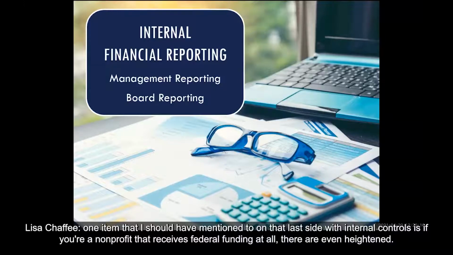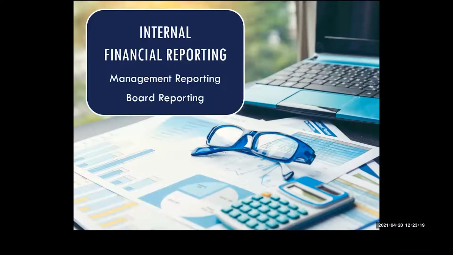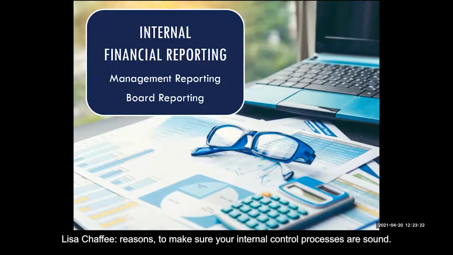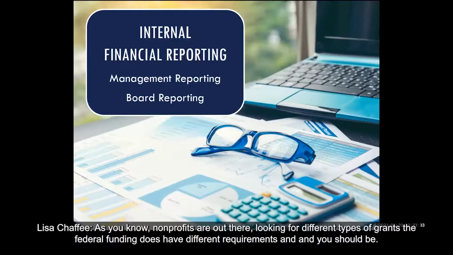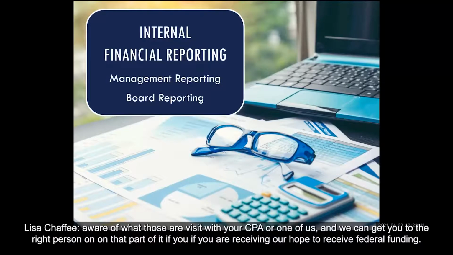One item that I should have mentioned on that last slide with internal controls is that if you're a nonprofit that receives federal funding at all, there are even heightened reasons to make sure your internal control processes are sound. Once your federal funding hits a certain level, there are audits that are required, which include an audit of internal control. So just something to keep in mind as nonprofits are out there looking for different types of grants. The federal funding does have different requirements, and you should be aware of what those are. Visit with your CPA or one of us, and we can get you to the right person on that part of it if you are receiving or hope to receive federal funding.